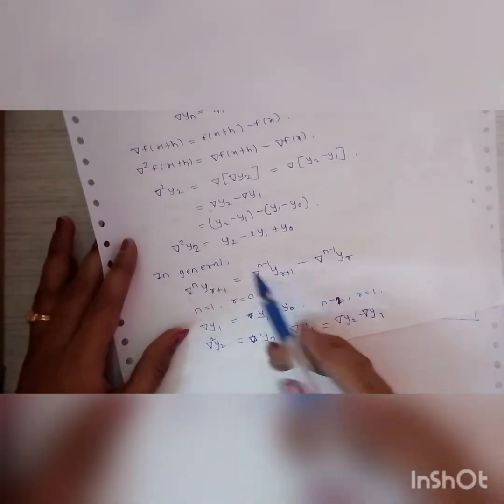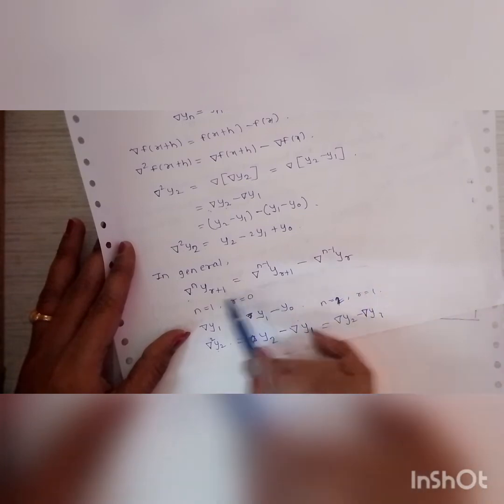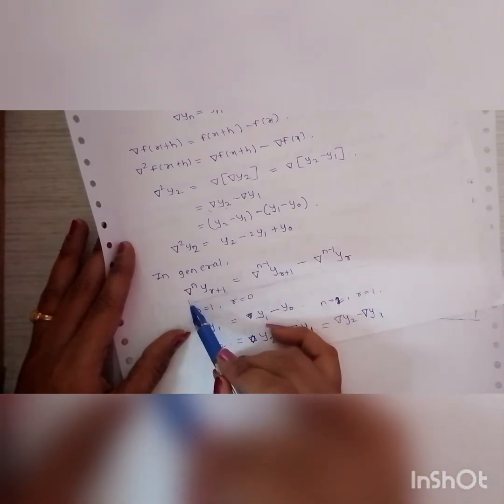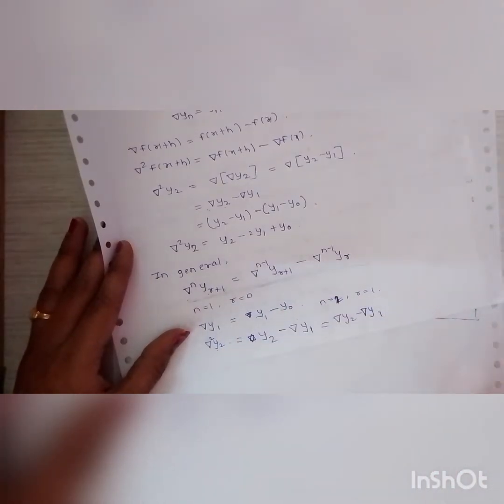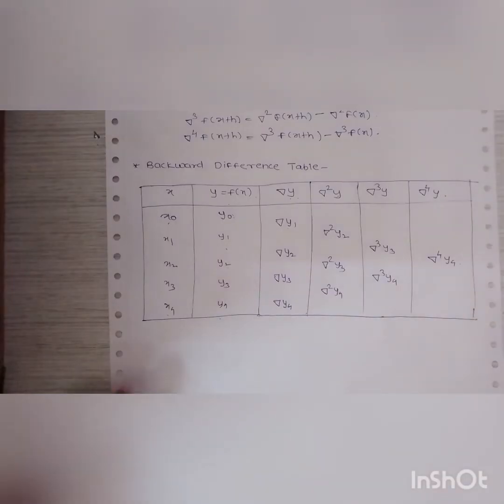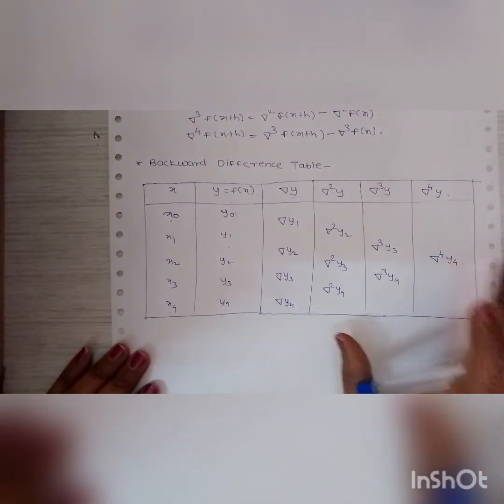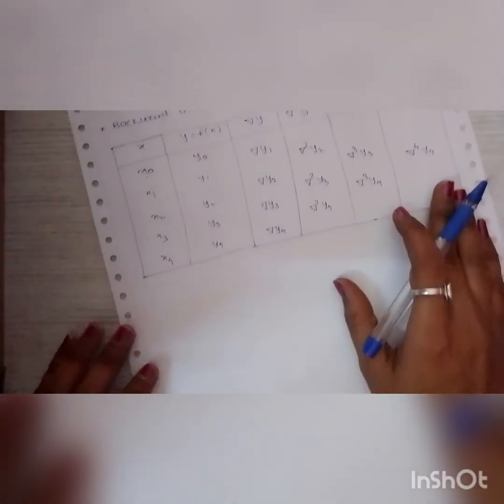From this equation we take the values of del square, del cube, del raised to 4. Now we have seen the forward difference and backward difference. Now we see the central difference.